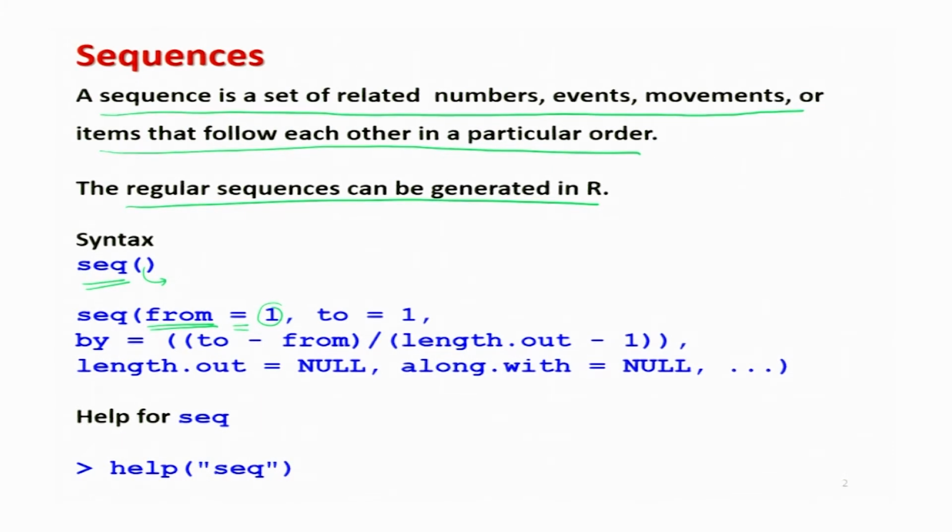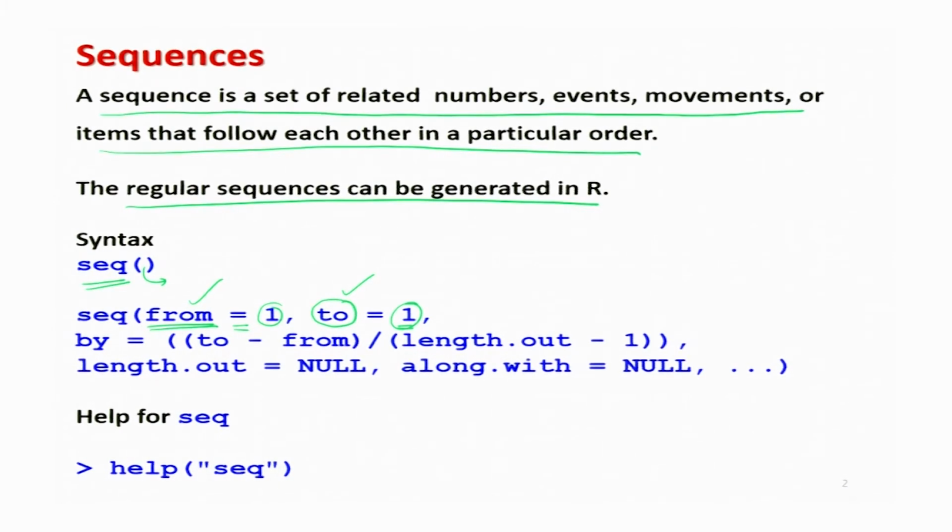And then you would like to fix how long the sequence will go, that means what should be the last value of the sequence. That can be controlled by the option to. You write to is equal to whatever value you want. Here I am writing 1, but you can choose anything. So, from and to are going to control the starting and end point of the sequence.